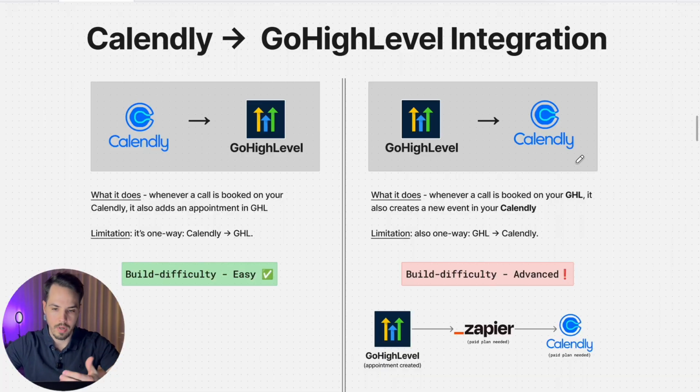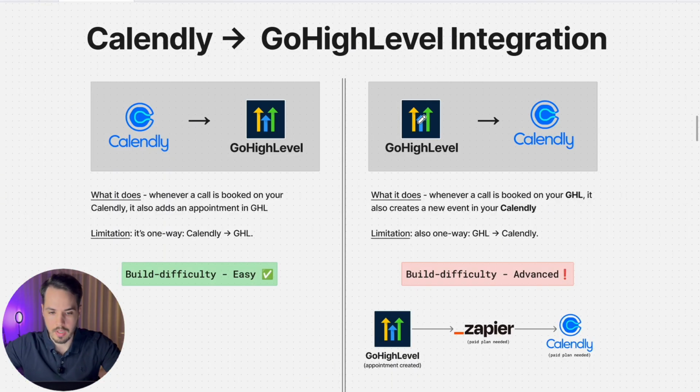In this video, you will learn how to integrate GoHighLevel and Calendly together. Now, there are two main ways that you can connect them. Either you connect Calendly to GoHighLevel, which is a one-way connection, or you connect GoHighLevel to Calendly, which is also a one-way connection. In this video, I'm going to show you how to do both.